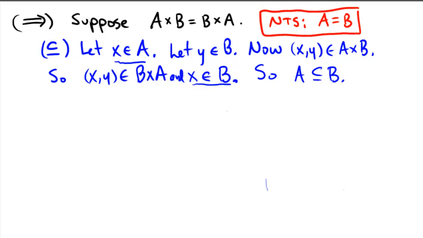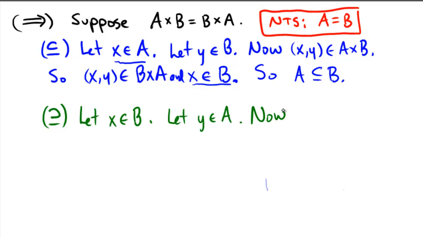You might imagine what the second direction looks like, so why don't you pause the video and see if you can go in the backwards direction on your own. Assuming you paused and gave it a shot here, I'm going to go backwards, which means I'm going to need to show that B is now a subset of A. So let X be in B. Like before, I'm also going to let Y be in A.